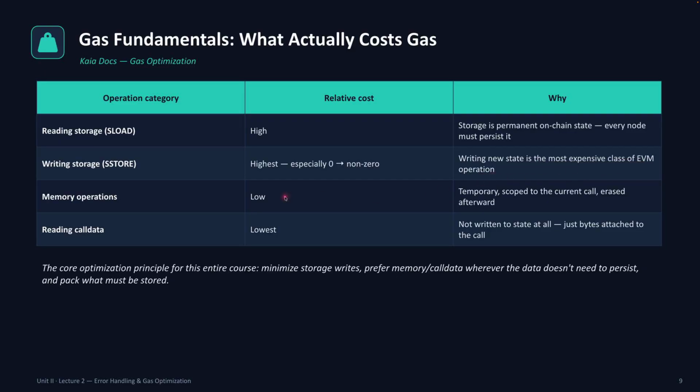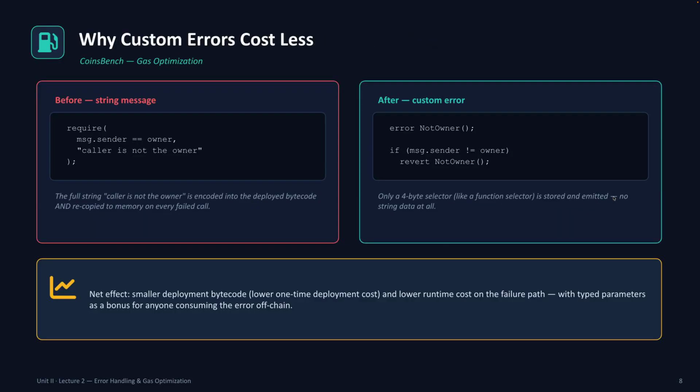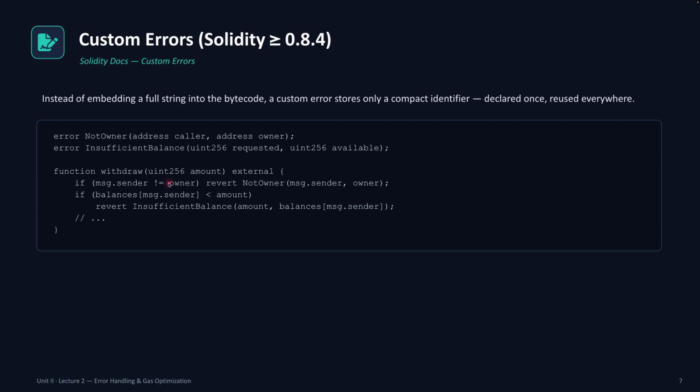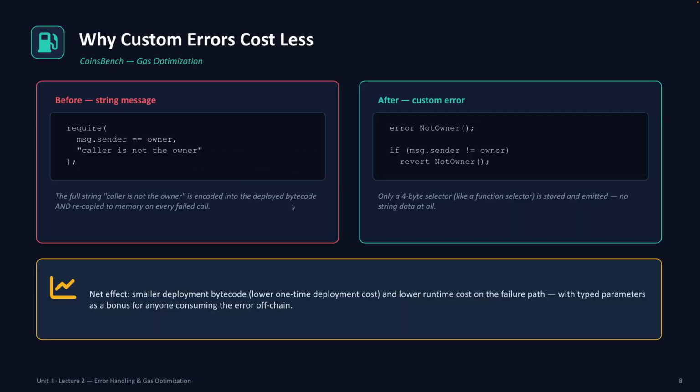Then we talk about memory operations. The relative cost of memory operations is low. The reason being, they are temporary, scoped to the current call, and they are erased afterward. For instance, when we invoke the withdraw function, whatever variables we will be using inside the withdraw function will be erased after the withdraw function successfully executes. So those variables are loaded into memory and their cost is relatively low.